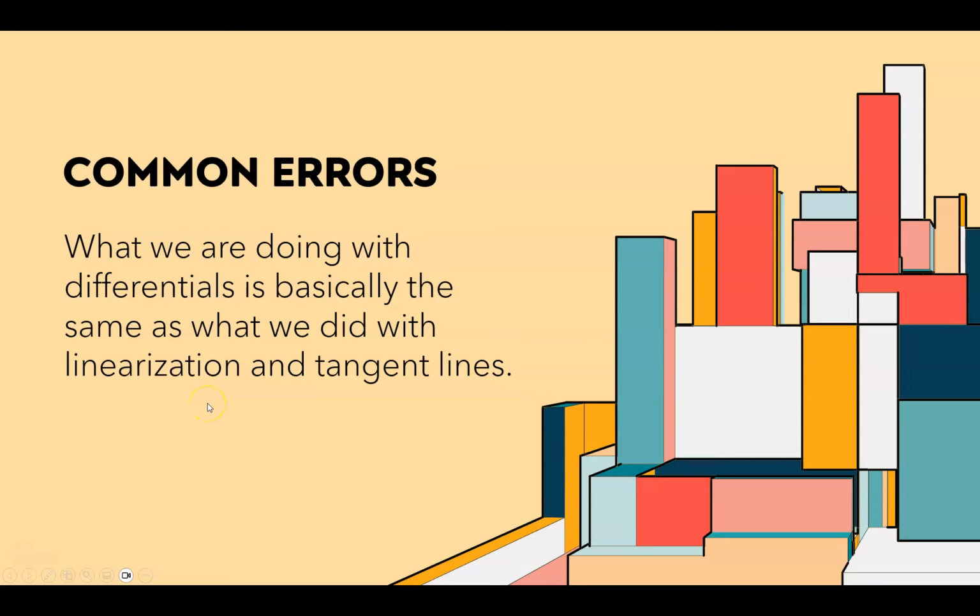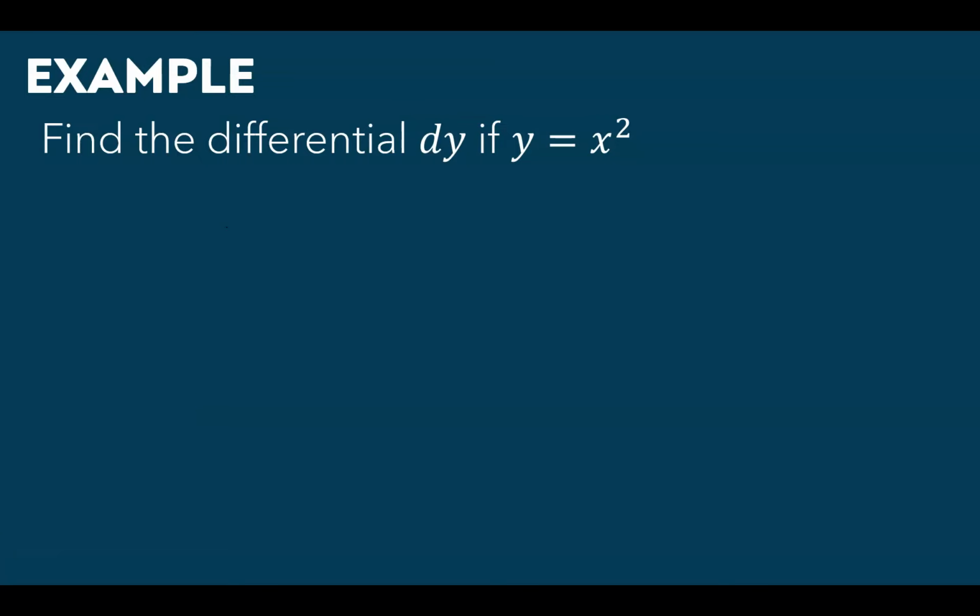Okay, so hopefully you can see that linearization and tangent lines are basically the same thing. We're just not writing out the tangent line, because in either case we're using a straight line to approximate a point nearby. All right, so we're going to find the differential dy if y equals x squared. How do we do that? Well, we're going to find dy/dx first.